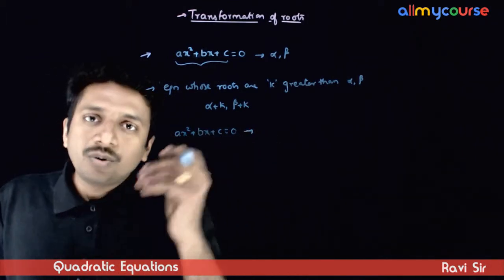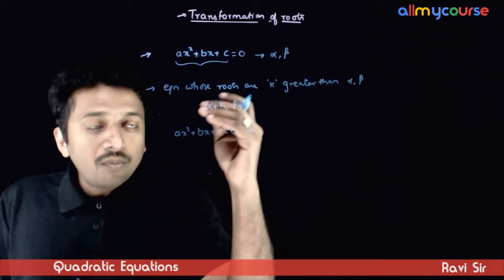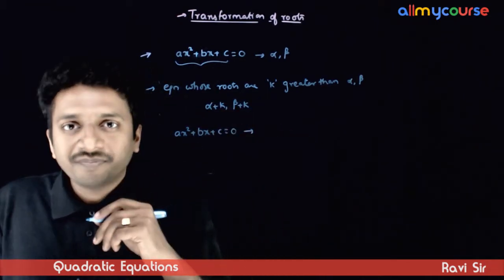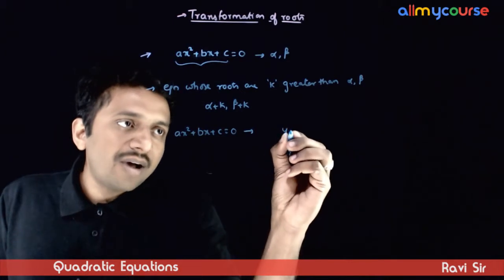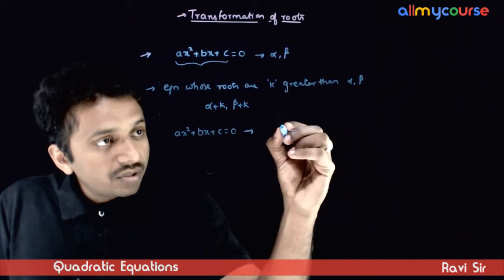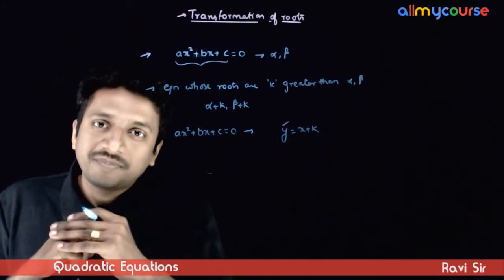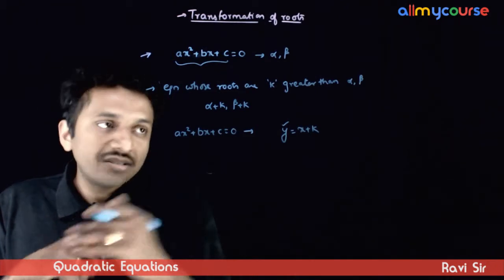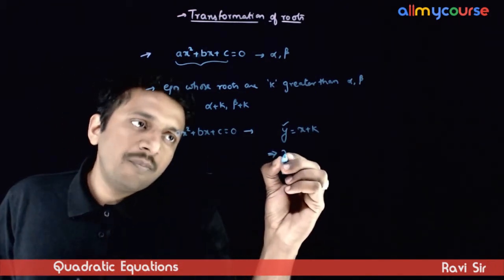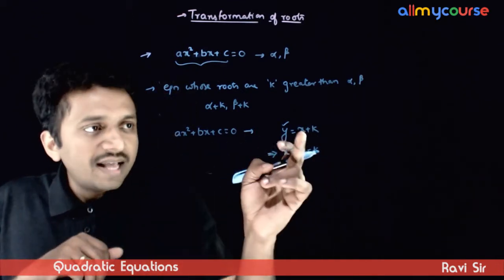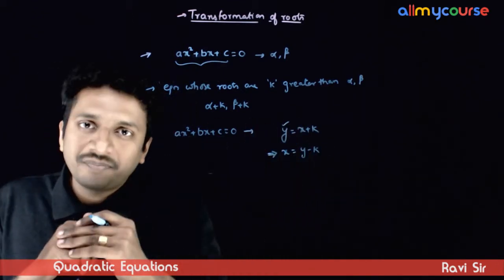Now let us say that x is the root of this. Now I want an equation whose roots are x plus k. So I take some y is equal to x plus k and I want a quadratic equation whose roots are y. So how do I get this? y is equal to x plus k implies x is equal to y minus k.